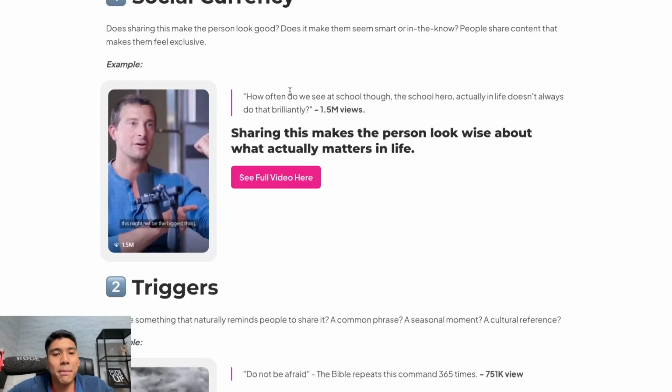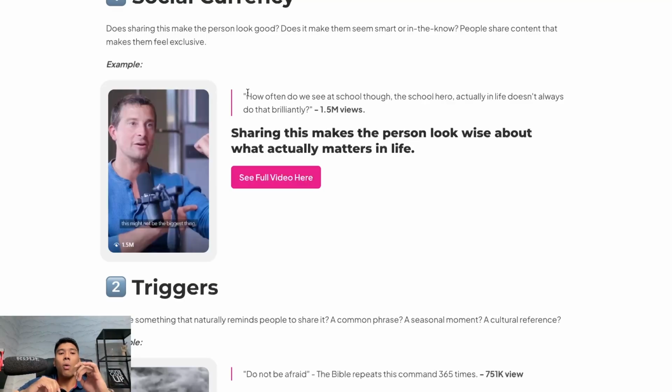So an example here is the hook: how often do we see at school though the school hero? Action Lab doesn't always do that brilliant. So this hook, right, it's about a video. Bear basically said the people that didn't do good at school, or people that did do good at school, a lot of them didn't do well in life because they didn't build that resilience muscle. That's the point of the video.